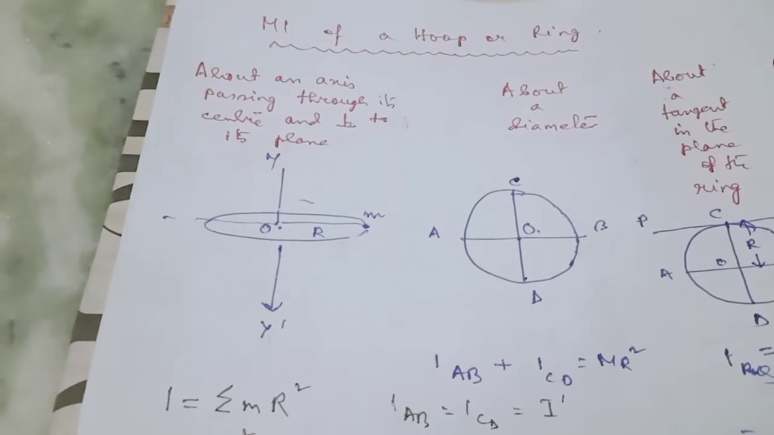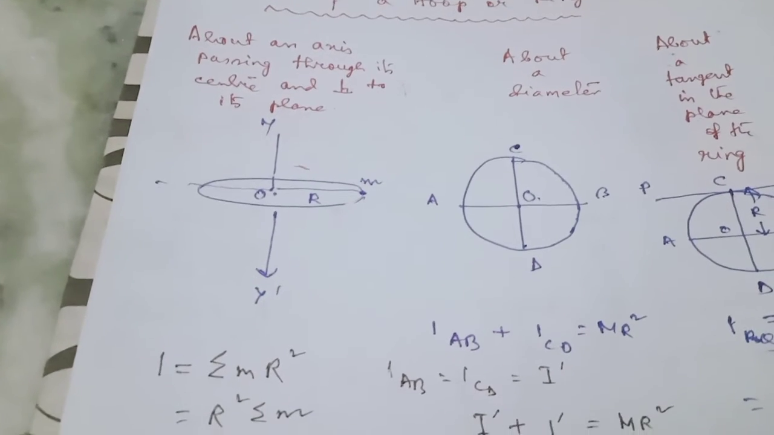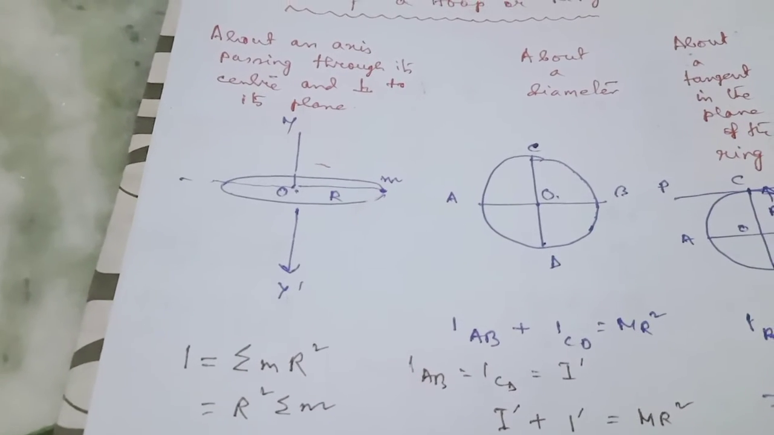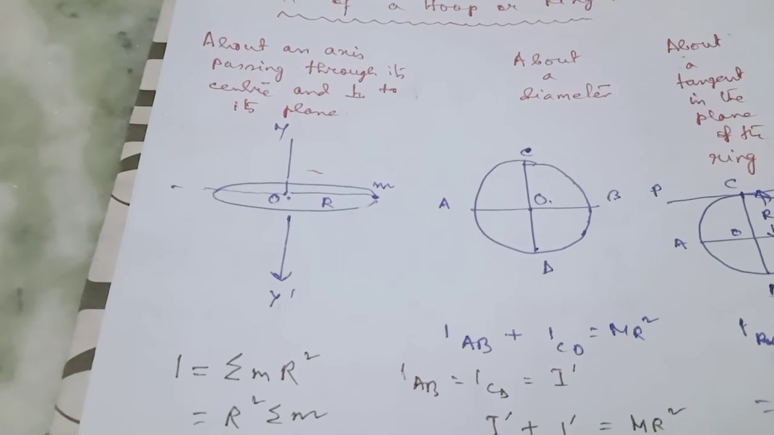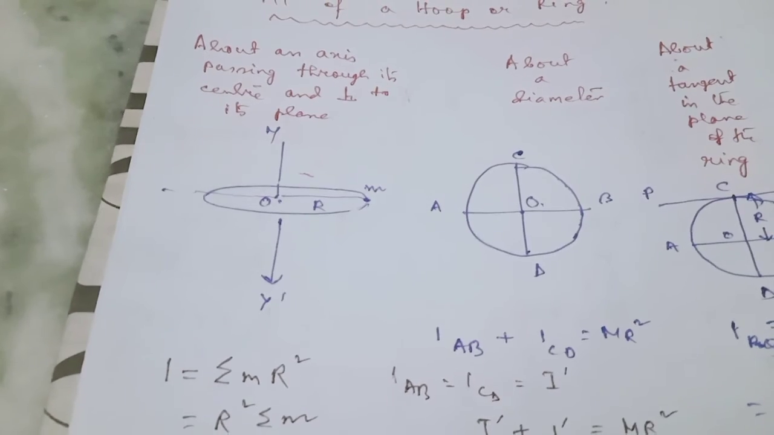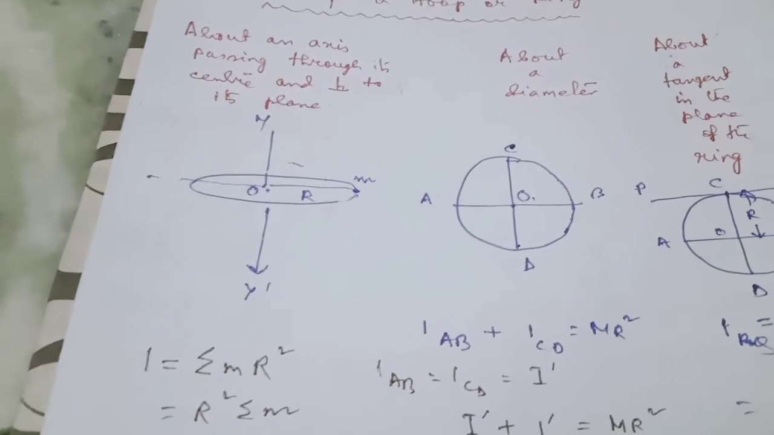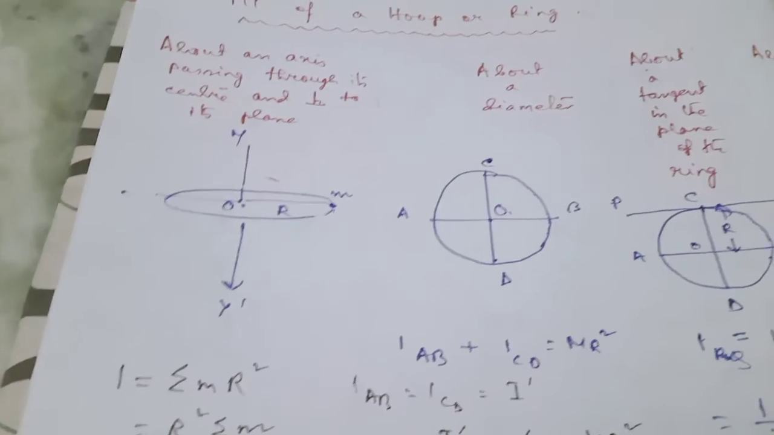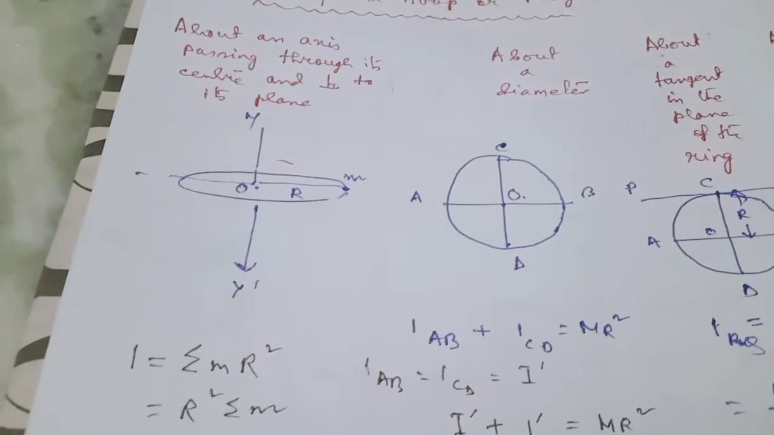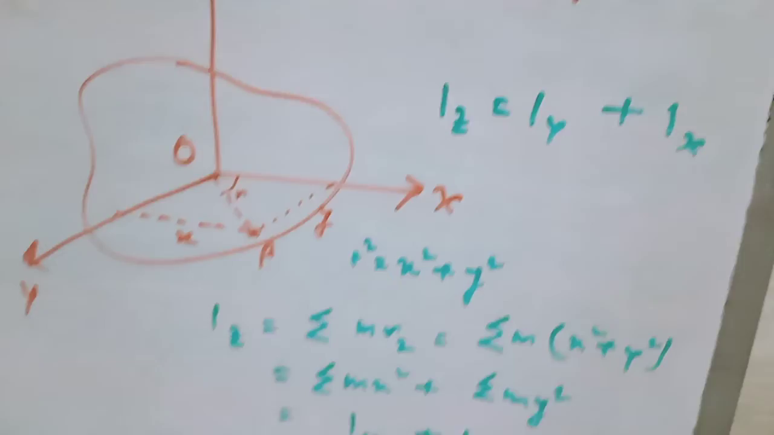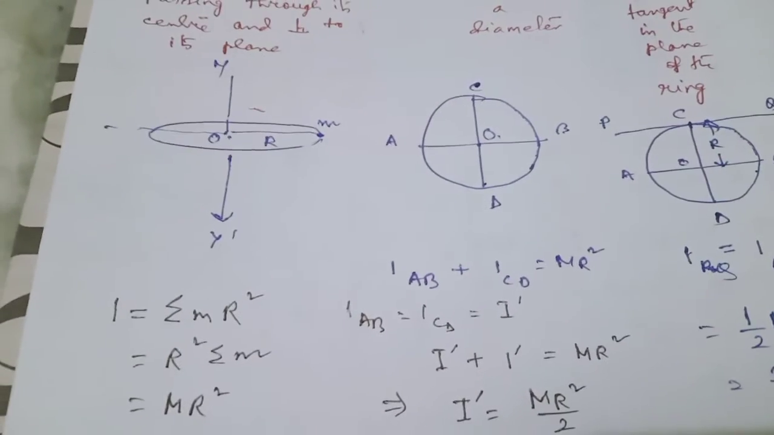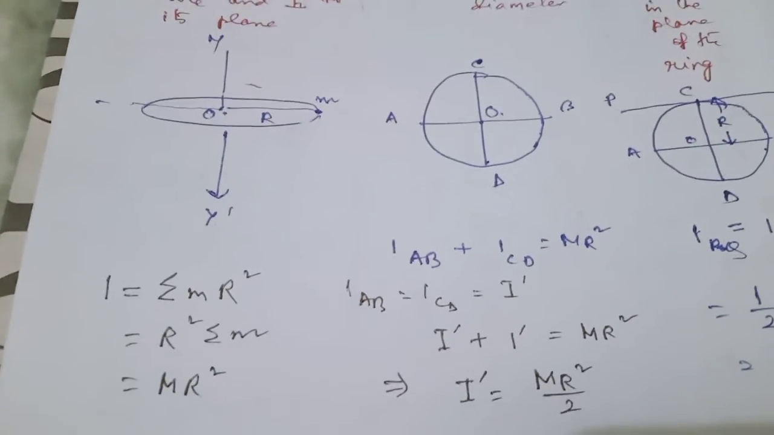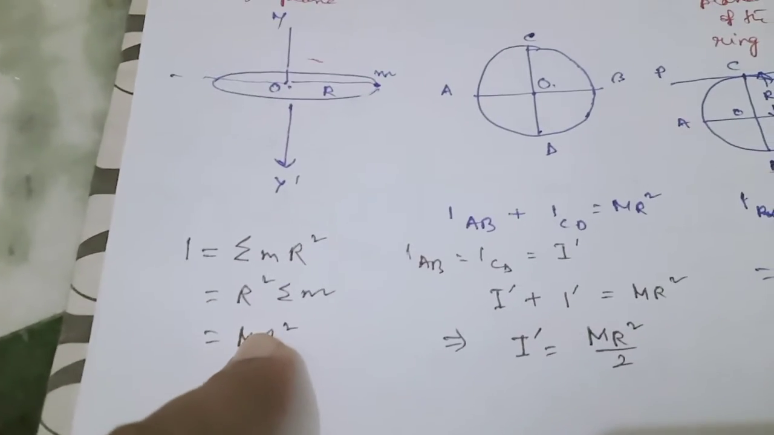Here we are calculating the moment of inertia of the ring about a diameter, so we can apply the theorem on perpendicular axis. So I of AB plus I of CD will give you m r square. So, by the theorem on perpendicular axis, moment of inertia is I about y axis plus I about x axis. So here I about x axis is IAB, I about y axis is ICD, and the sum is equal to m r square. We have already calculated it, we know the value.